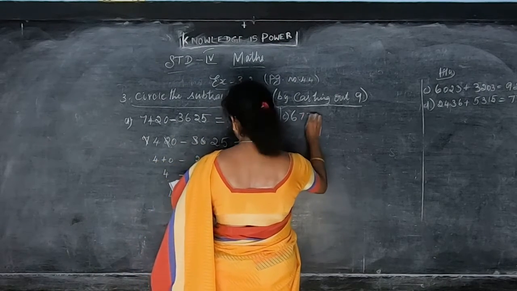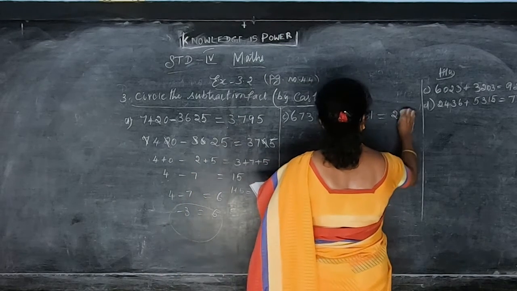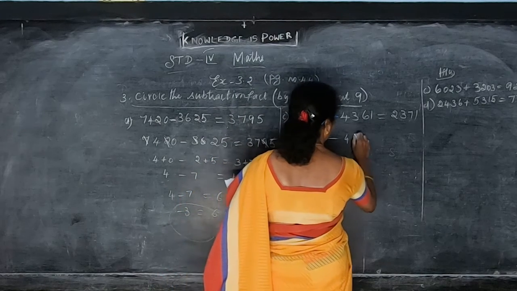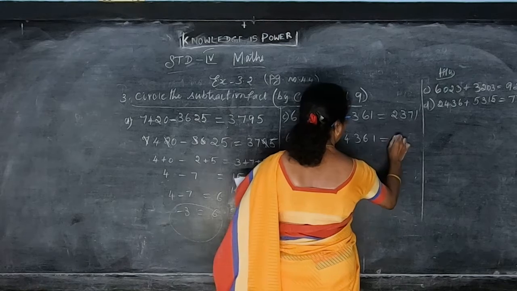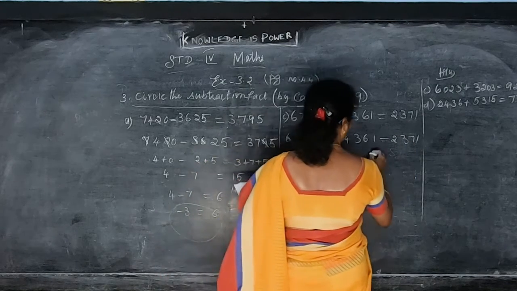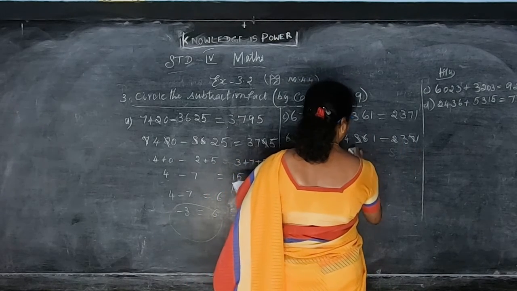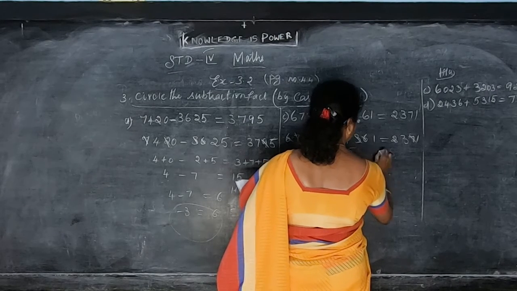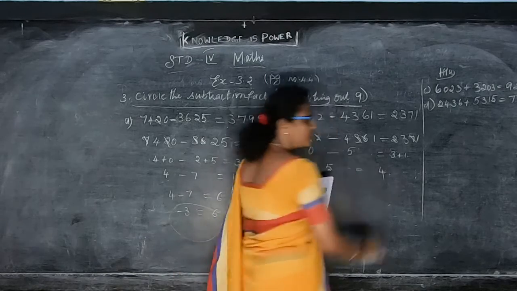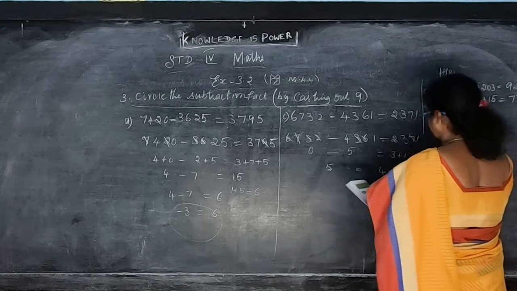Now I put C sum: 6732 minus 4361 is equal to 2371. So you can write 6732 minus 4361 is equal to 2371. So 7 and 2, 6 and 3, then 6 and 3, then 7 and 2. So put 0 minus 5, that is equal to 3 plus 1 is 4. So 5 is equal to 4. So this is also not the correct subtraction. So in this also you can do the homework.